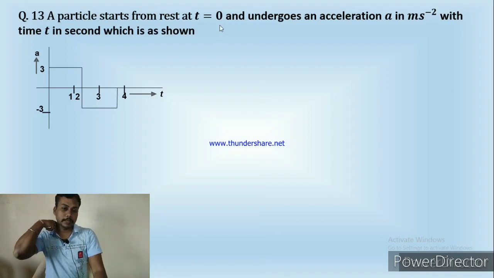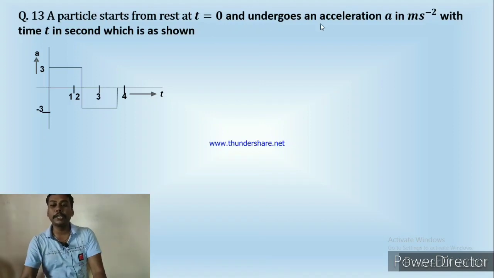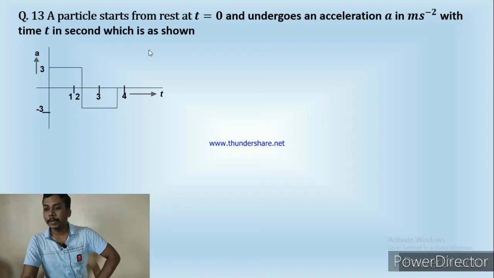A particle starts from rest at t equal to 0 and undergoes an acceleration a in meter per second square with time t in second, which is as shown. Particle starts from rest at t equal to 0 and undergoes an acceleration a in meter per second square with time t in second, which is shown here.